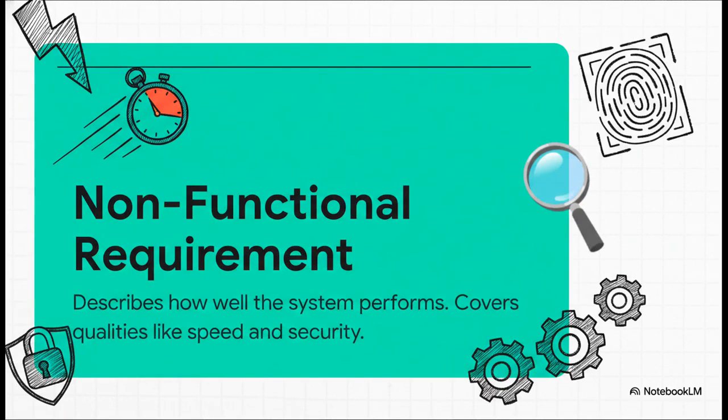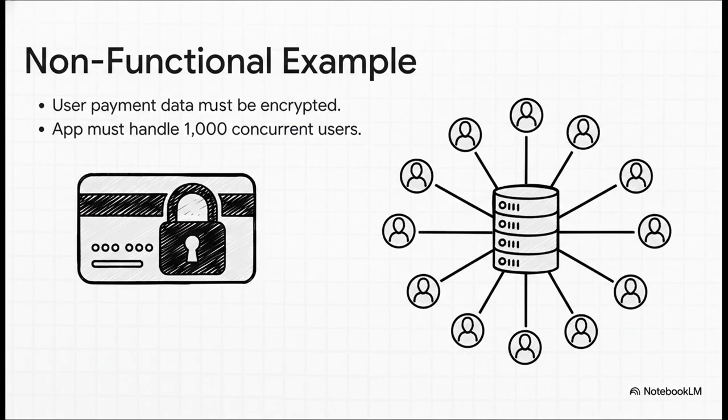The second type? That's non-functional requirements. These don't describe what the app does, but how well it does it. This is all about the qualities, things like speed, security, and just how reliable it is. So a non-functional requirement for Caffeine Dash might be that all user payment data must be encrypted. Or maybe that the app has to handle 1,000 people using it at the exact same time without crashing. These are qualities, not features.